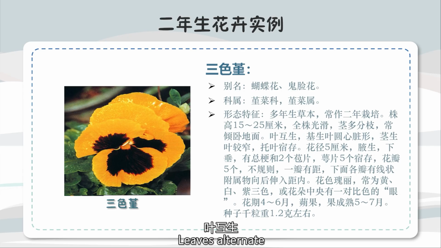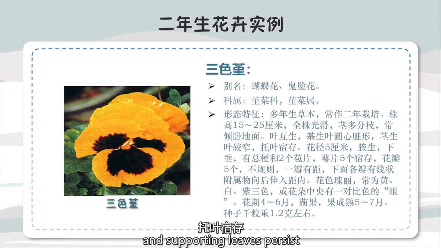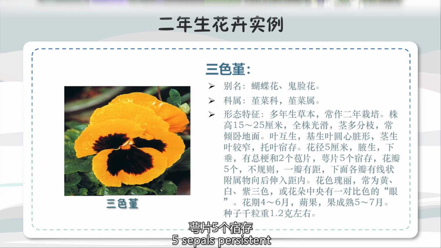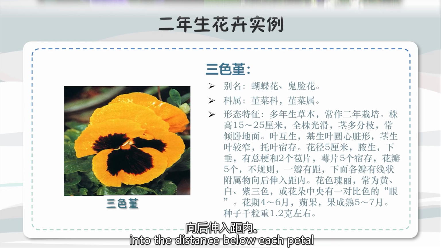Leaves are alternate. Basal leaves are round and heart-shaped. Stem leaves are narrow, and stipules persist. Flower diameter 5 centimeters. Axillary, drooping, with a long stalk and 2 bracts. 5 sepals, persistent. 5 petals, irregular. 1 petal has a spur, and linear appendages extend backwards into the spur below each petal.